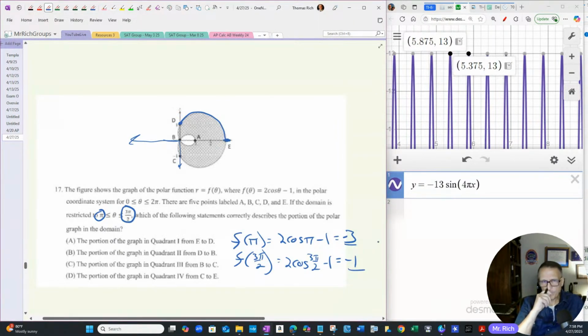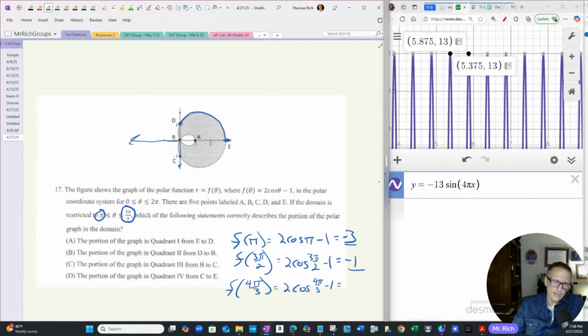Now, if you are doing one of these problems and it's a little bit ambiguous as to which path you took, then what you can always do is do an in-between. Like, for example, I could say, gee, what's f of 5 pi over 4? Or let's do a better one than that. Let's do 4 pi over 3. That's 2 times cosine of 4 pi over 3 minus 1. Well, cosine 4 pi over 3 is a -1/2.